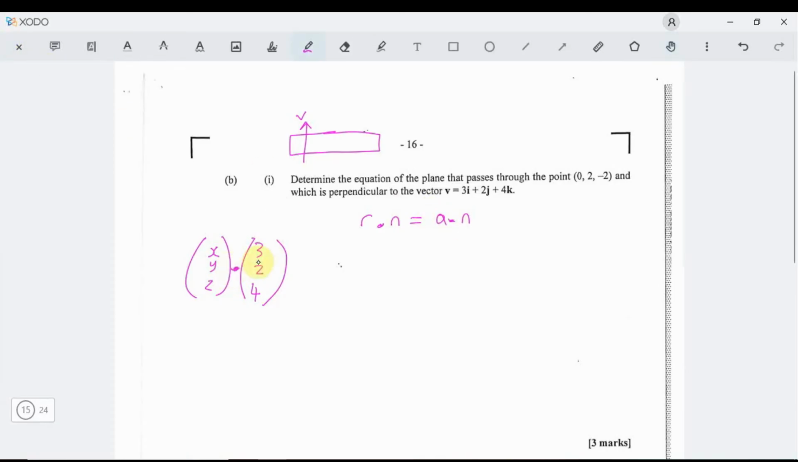So r dot n, r is a general point, x, y, z. N, which is the normal, is 3, 2, 4. R dot n equal to the known point 0, 2, minus 2 dot the normal. This is 3, 2, 4.